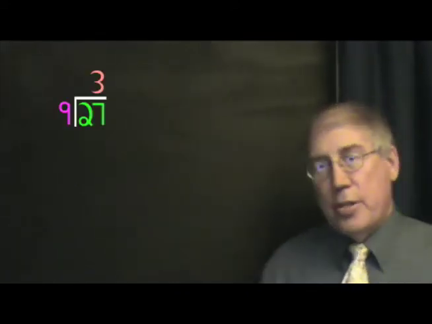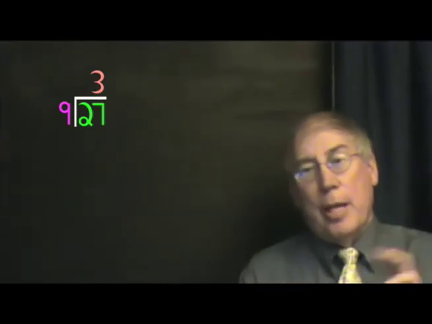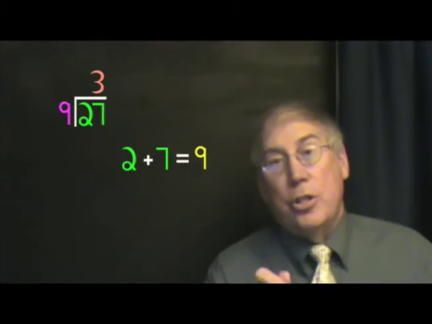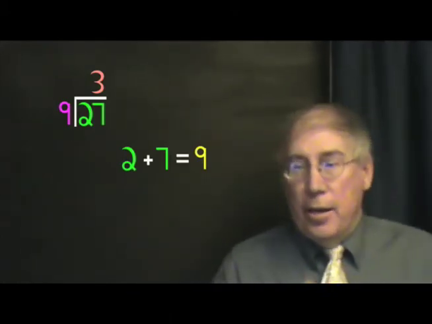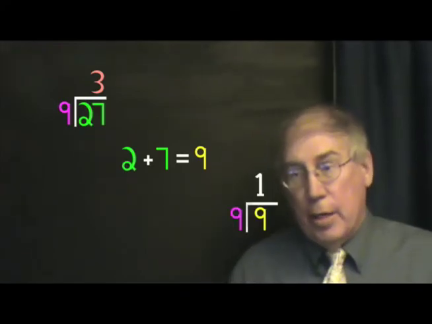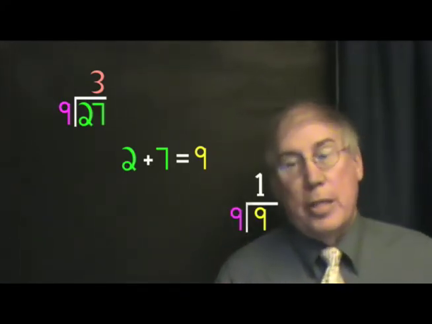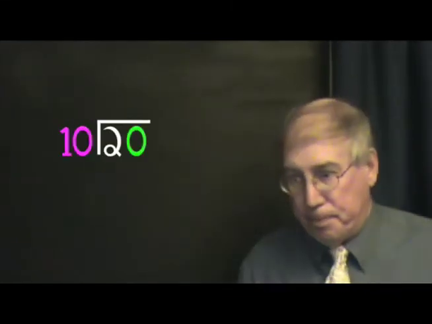All right, let's try something different here. How about 9? Now 9 is the same sort of situation as 3. Take the dividend, add the 2 digits together. In this case, you're going to get 9. And 9 will go into 9 evenly. So that's telling you that 9 will also go into 27. In this case, it goes in 3 times.